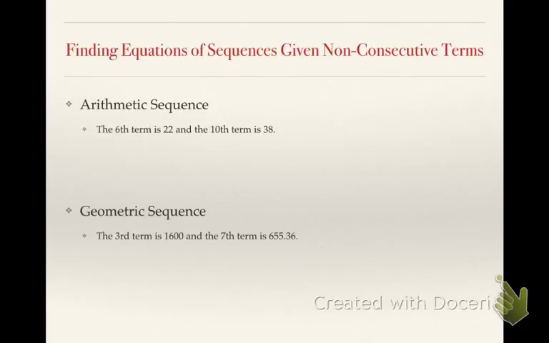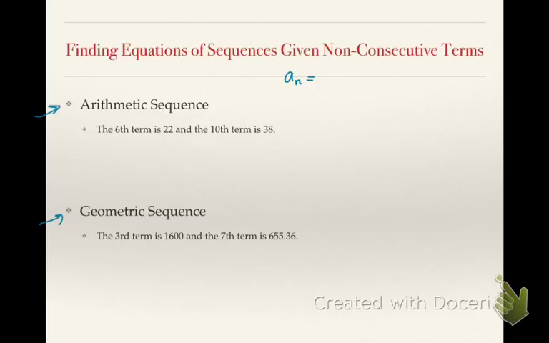Sometimes you're going to be asked to find the formula for the nth term of a sequence given two non-consecutive numbers in the sequence. Now it will tell you whether or not it's arithmetic or geometric, so make sure you note the differences. To write the formula for the nth term of a sequence, we need to know the first term and the common difference. So we have to work this formula in ways to help find out those pieces of information.